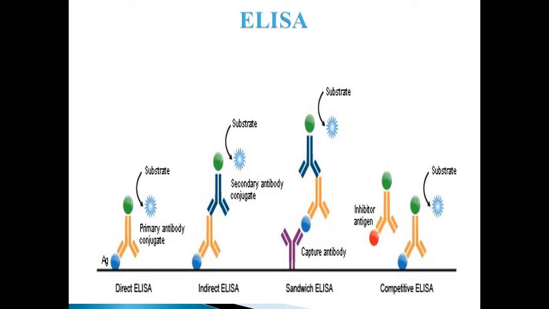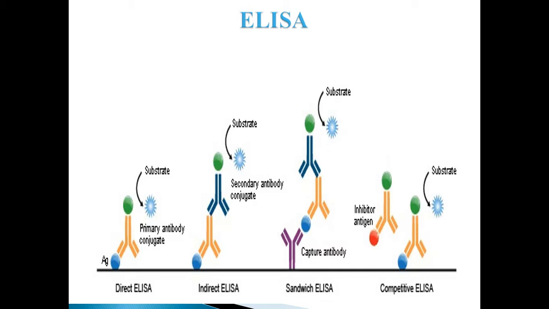The color change is detected by spectrophotometry in an ELISA reader. Intensity of the color is directly proportional to the amount of detection molecule present in test serum.